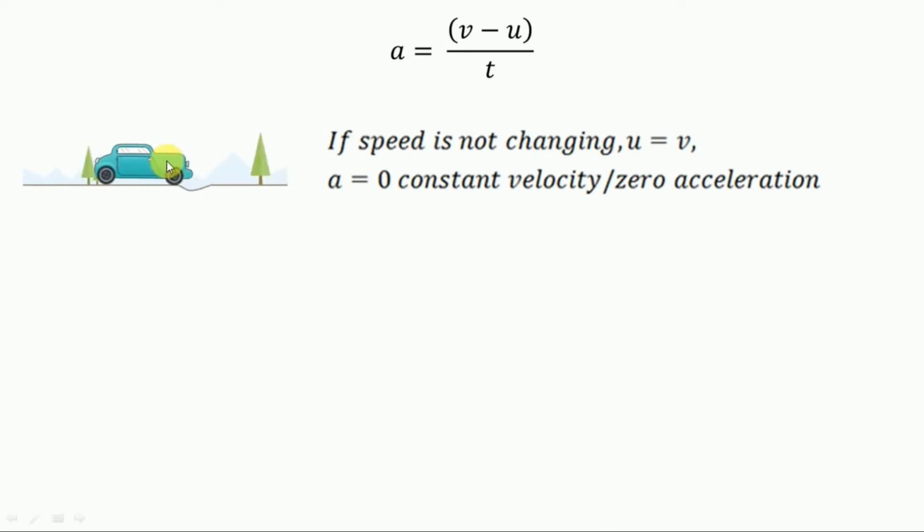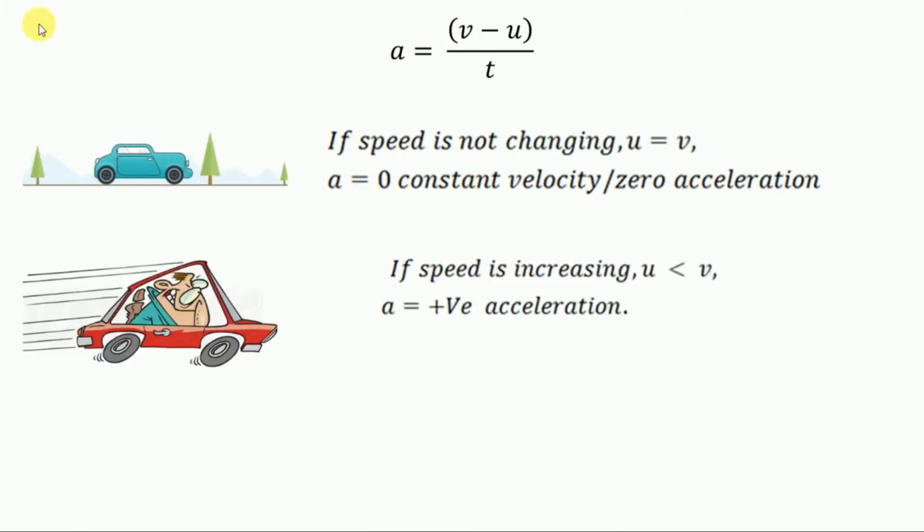Suppose the initial and final velocity are the same, that means speed is not changing. At that time v and u are equal, so a becomes 0, and the acceleration is also 0. And when the final speed is more than the initial speed, a will become positive because v is more and u is small. You'll get a positive number in the numerator, so acceleration will be positive. So if the speed is increasing, the acceleration will be positive.